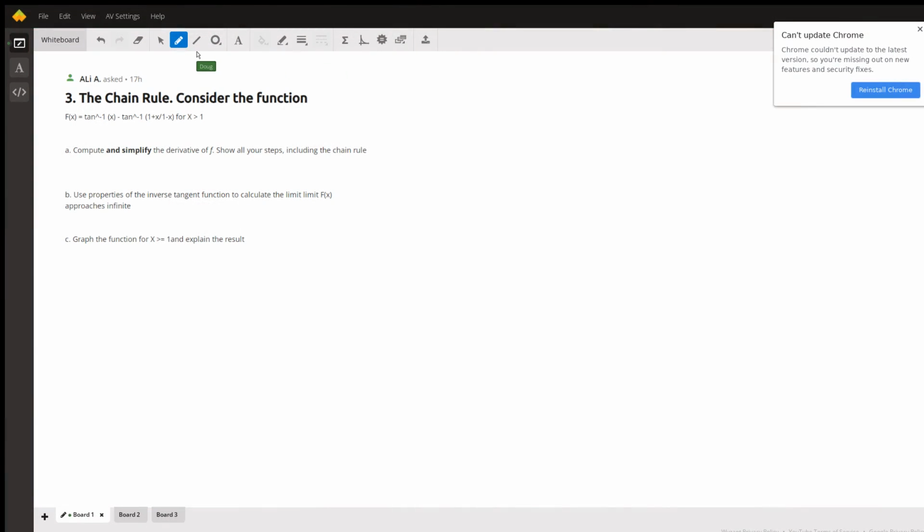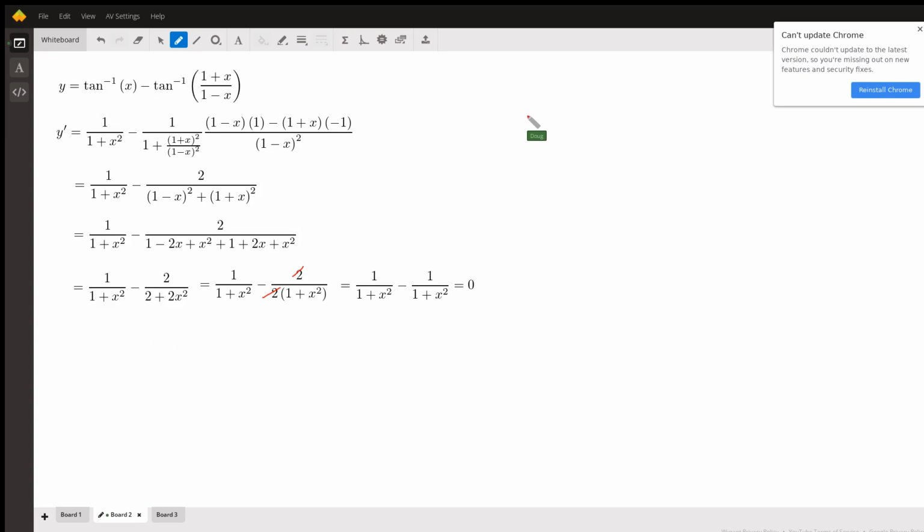Okay, I'm not going to go into a great bit of detail on these two, just a couple of pictures. But on board number 2, I'll show you the complete solution for computing the derivative of this function and simplify. Okay, so here we are on board 2, the derivative of the inverse tangent function, of course.